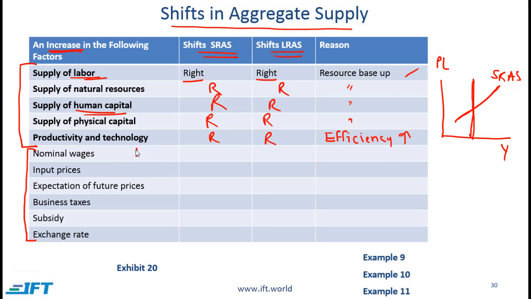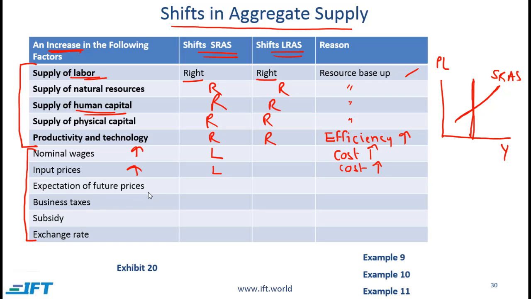If nominal wages increase, then the short run aggregate supply will shift to the left. Nominal wages going up means that the cost is higher, therefore companies or firms will scale back. That's why the short-run aggregate supply shifts to the left. The same reason holds true with other inputs. So let's say other factors become more expensive, cost is higher, so the curve shifts to the left.